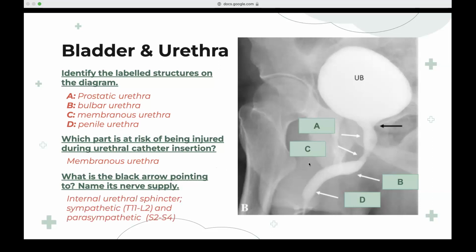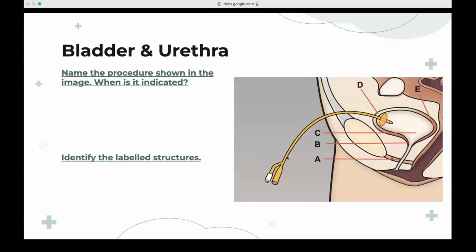The internal urethral sphincter is supplied by the autonomic system, but the external urethral sphincter is supplied by what? The pudendal nerve, which is a somatic nerve supply, meaning you have control over it. This is important, they'll probably ask you about both. Okay, can anyone name the procedure shown in the image?